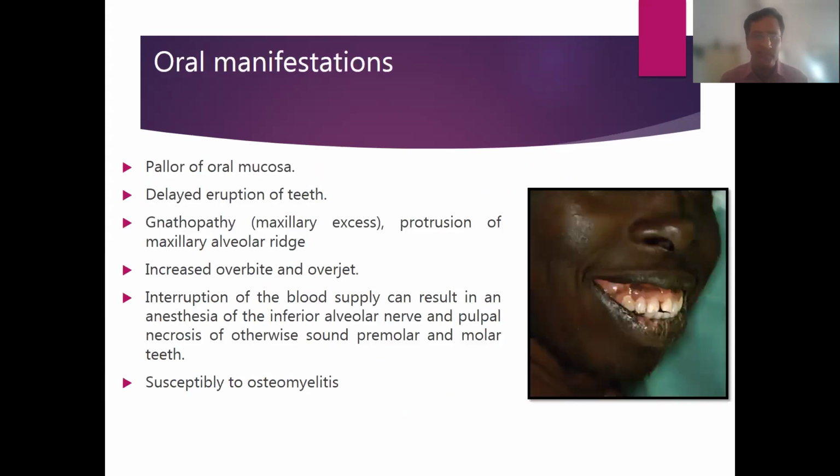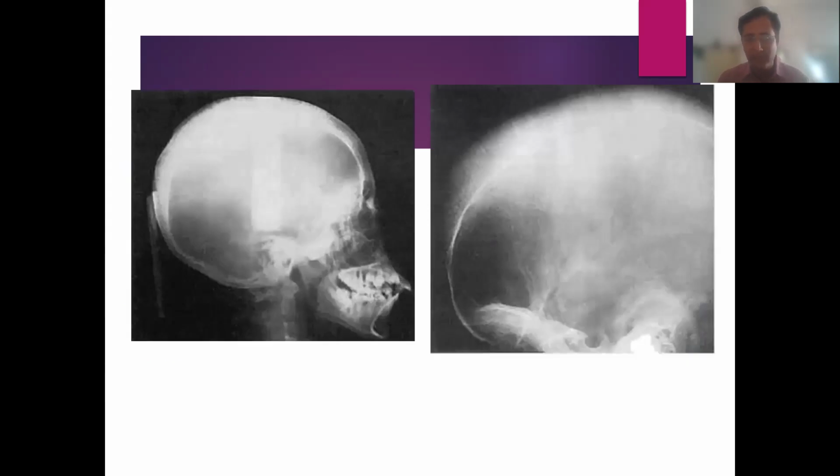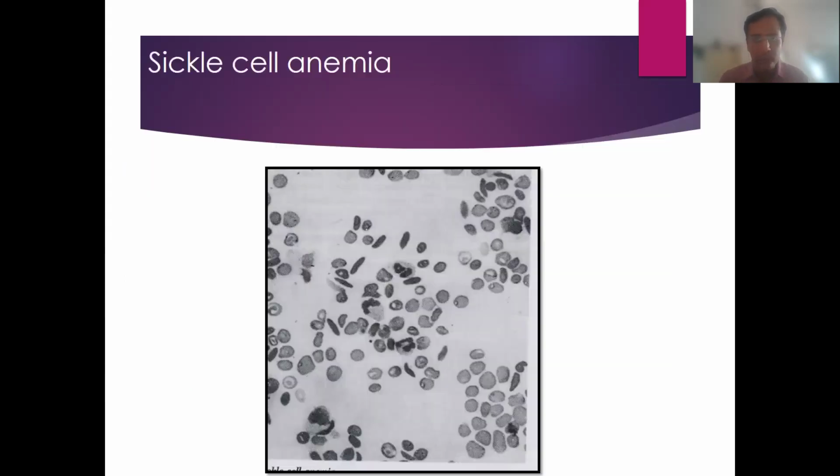What are the oral manifestations? If you see the patient with the oral manifestations, there is delayed eruption, there is dentition with maxillary excess and protrusion of the maxillary alveolar ridge, decreased overjet. Interruption of the blood supply can result in anesthesia of the inferior alveolar nerve, and pulpal necrosis will be there. Otherwise sound premolars and molars, with susceptibility to osteomyelitis. Now, if you see the same thing, these are the sickle cell anemia pictures.